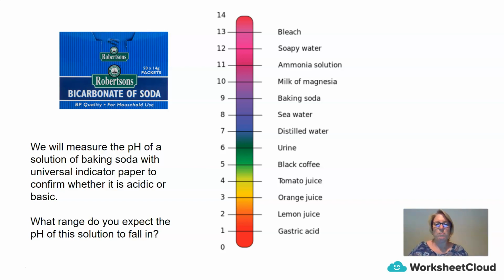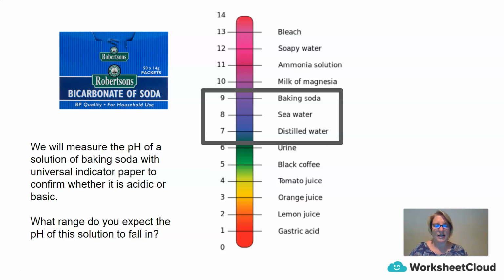So I wonder what pH range you expect the bicarbonate of soda to fall into. Well, if we have a look at this pH scale that we've seen in previous lessons, baking soda is a pH of 9 and water is a pH of 7, which means that if we make a solution of bicarbonate of soda, which means we're mixing baking soda with distilled water, we're going to be looking at something in the pH range of 7 to 9.